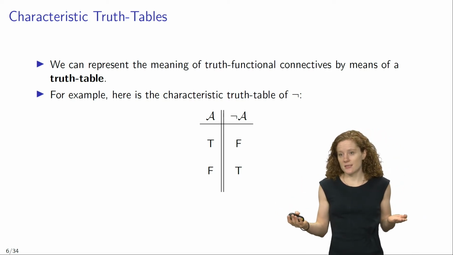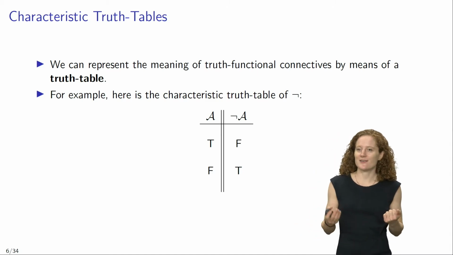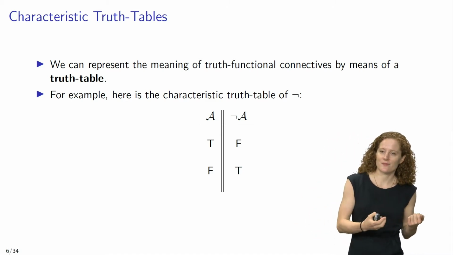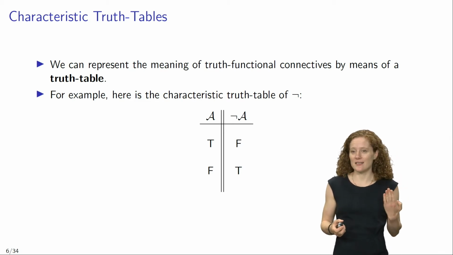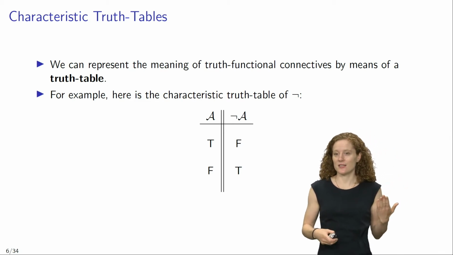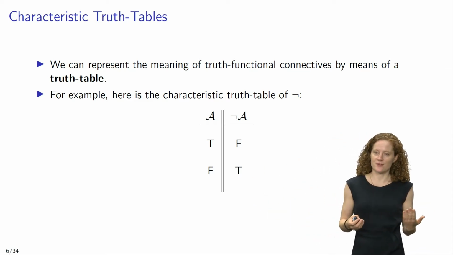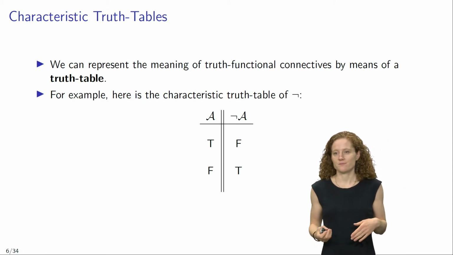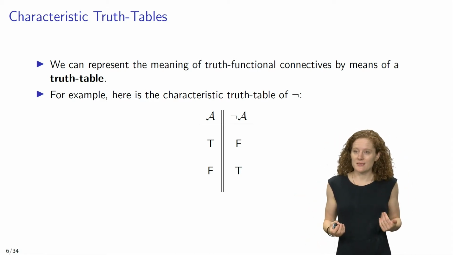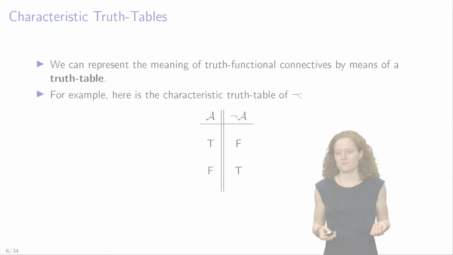And so you can see that the truth value of not A is a function of the truth value of A. If we put in the truth value T as input into this function, it delivers the output F. And if we put in the truth value F as input to this function, it delivers the output T. And so that means that the negation sign is a truth-functional connective.